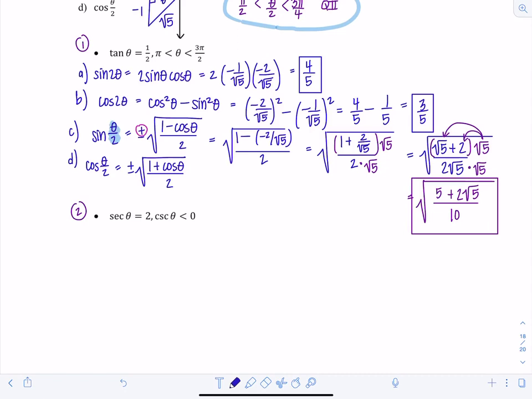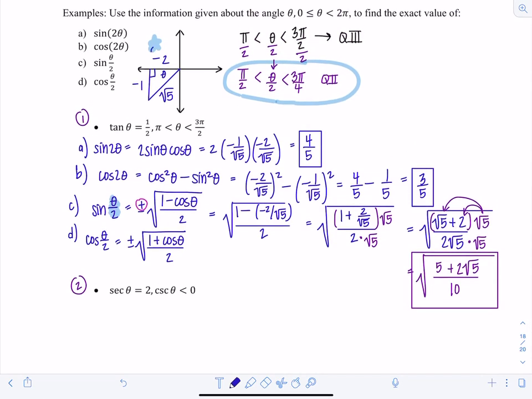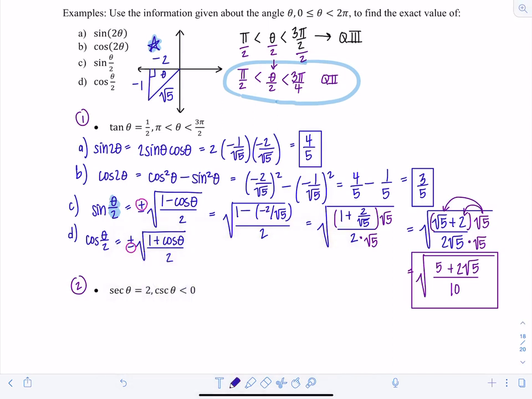So now let's decide. We're in quadrant 2, right? Theta over 2 is in quadrant 2. So is cosine positive or negative over here? Well, the x values are negative, which means cosine is going to be negative. So this time I'm going to choose the minus sign. And then this is going to be negative radical 1 plus negative 2 over rad 5, so that's 1 minus 2 over rad 5 over 2.